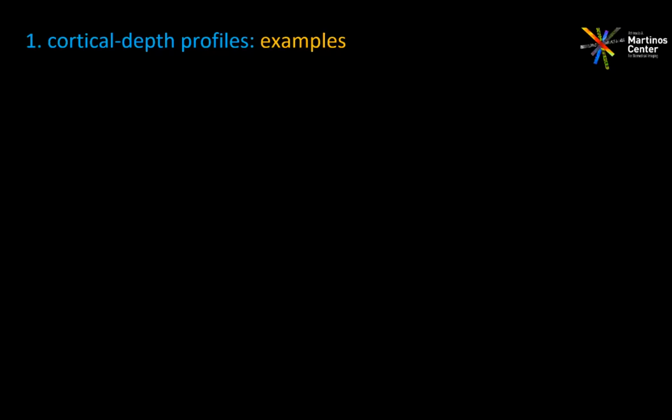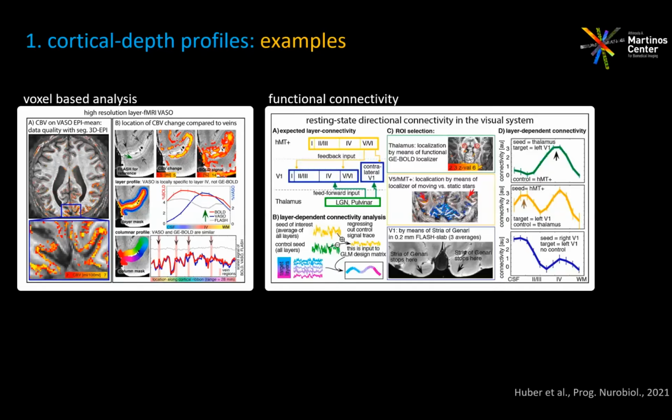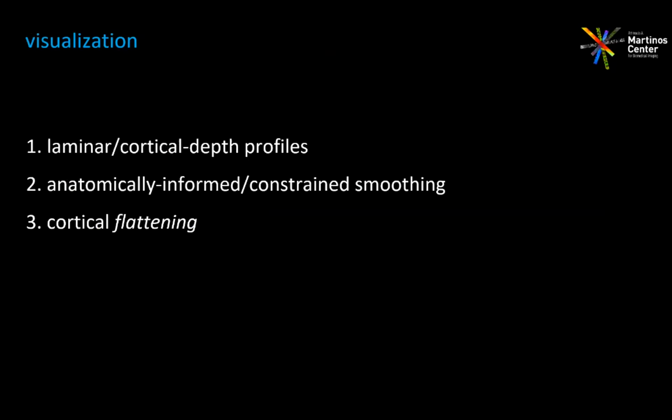And finally, the last example from Renzo's work, a voxel-based approach. I think I've seen this figure at least three times this week, and I'm still counting. A beautiful example of how we can look at the profiles of the activation and use them as a tool to understand and interpret our data and look at the circuits in the connectivity context. All right, so that's all I had to say about the laminar profiles.